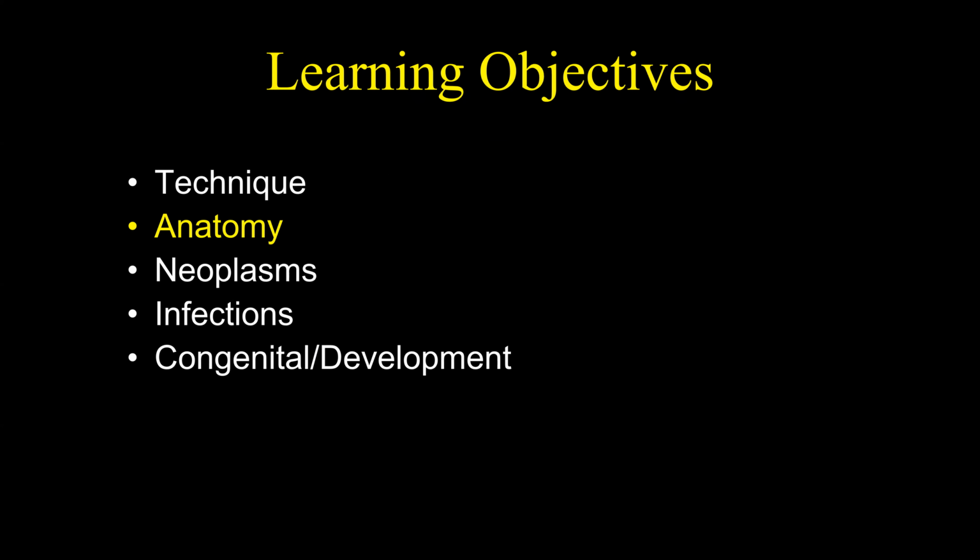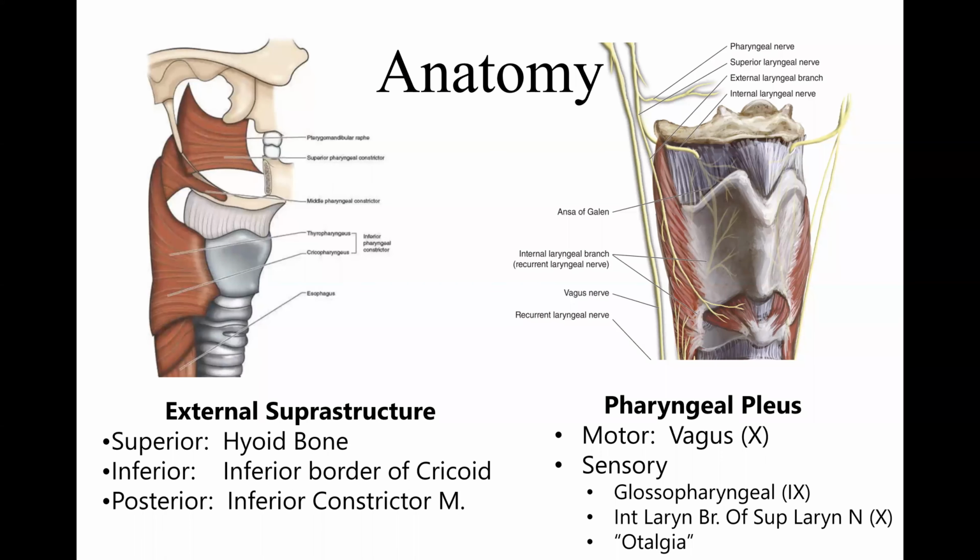So much about head and neck, and especially the hypopharynx, is anatomy. And what I'm going to do is spend a fair amount of time going over the anatomy of the hypopharynx. I tend to divide the hypopharynx into an external superstructure, the innervation, and then the internal anatomy. So the external superstructure is formed superiorly by the hyoid bone. Inferiorly, it's formed by the inferior border of the cricoid cartilage, and posteriorly, it's formed by the inferior constrictor muscle.